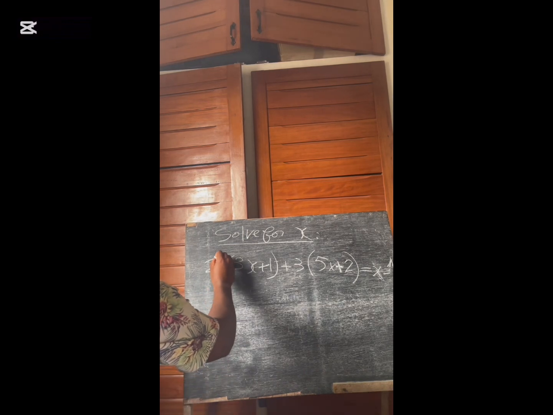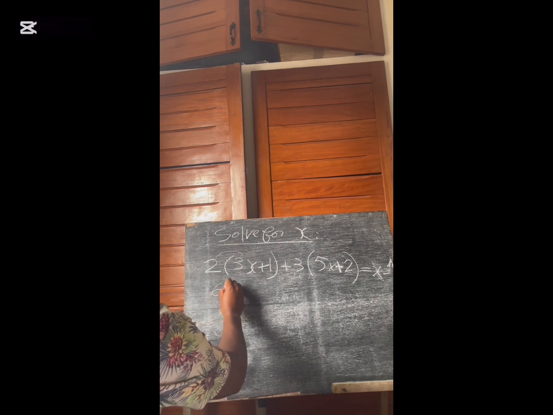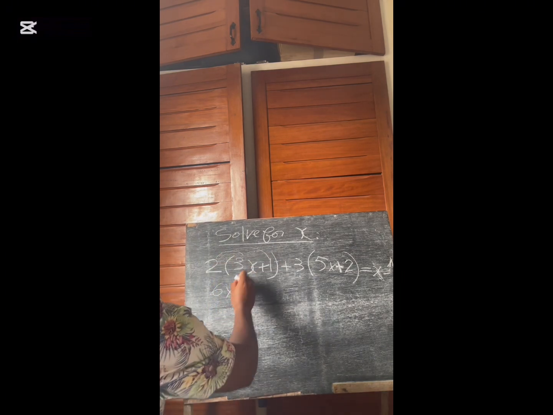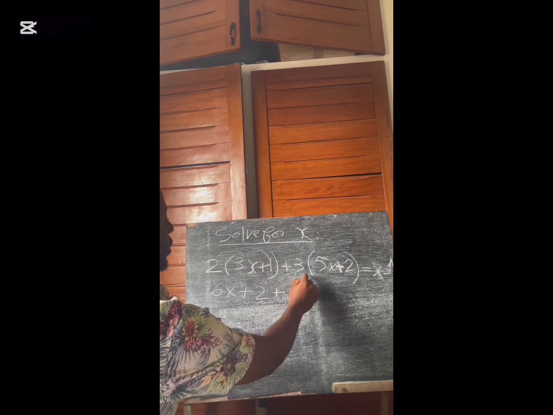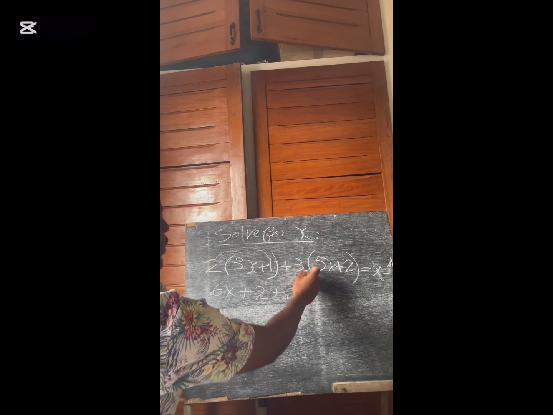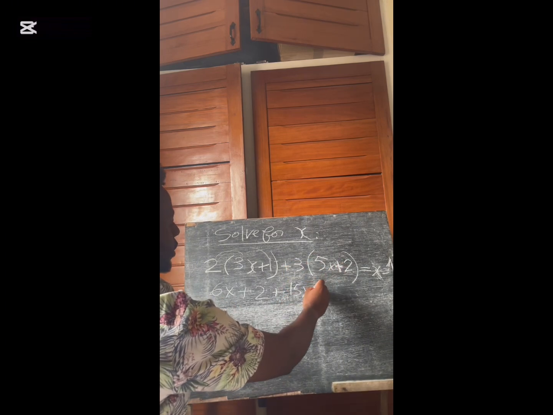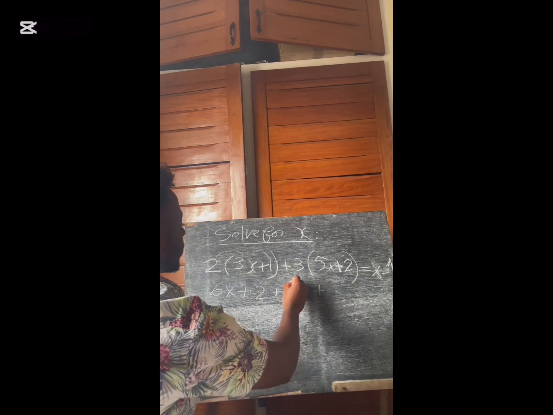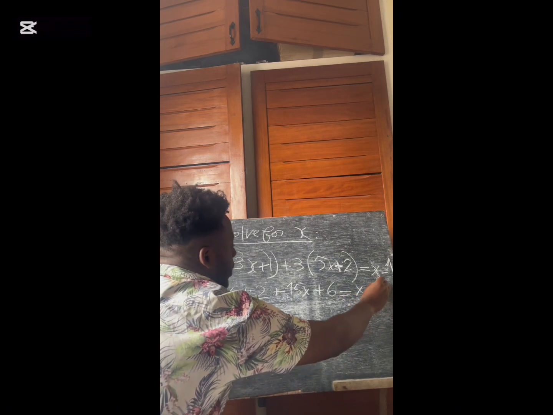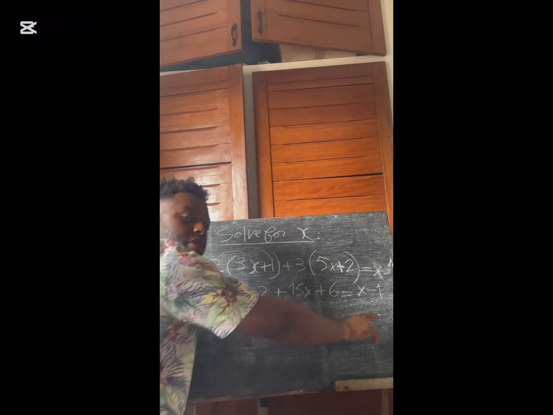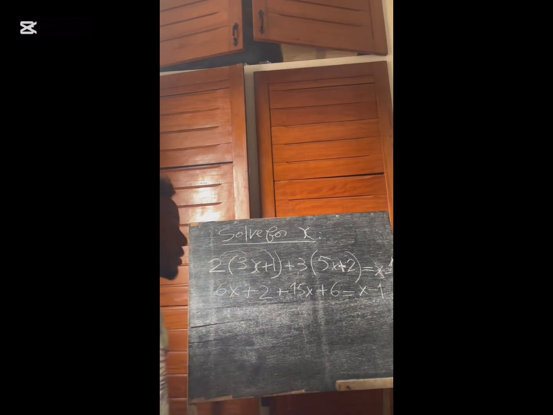You have 2 times 3x, which is 6x, and then you have 2 times 1, which is 2, plus you have 3 times 5x, which is 15x, and then you have 3 times 2, which is 6. So x minus 1, and this expression is already simplified, or expanded, so we don't have to expand it.